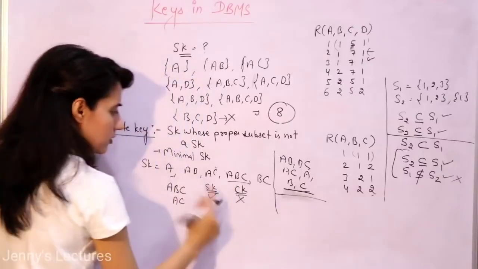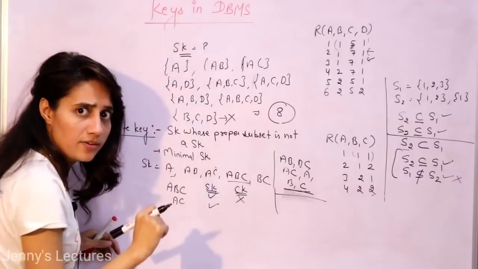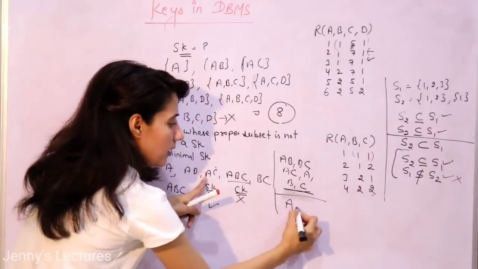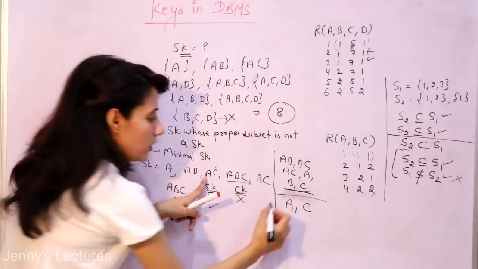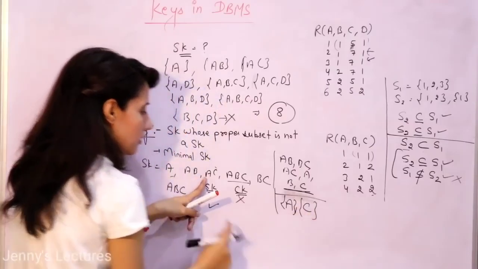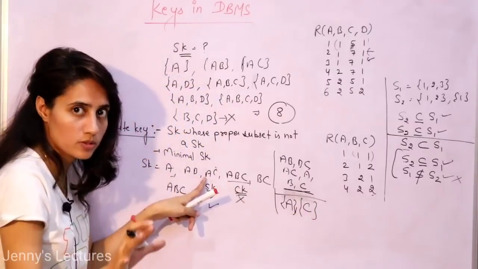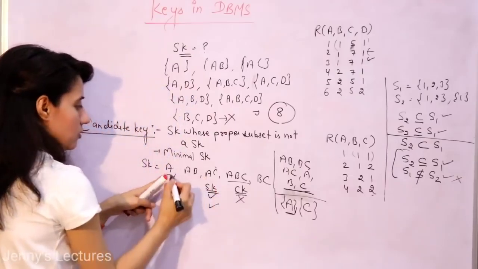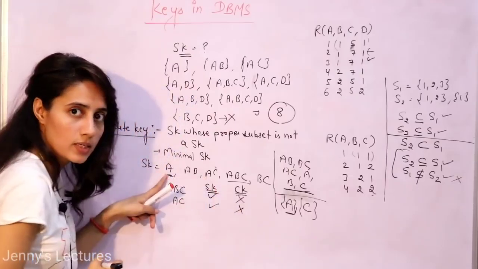Is AC a super key? Yes. Is AC a candidate key? Now, proper subsets of AC are what? A and C individually, one is A, one is C. AC we can't take as a proper subset, right? Here the proper subset A is a super key, so AC cannot be a candidate key.